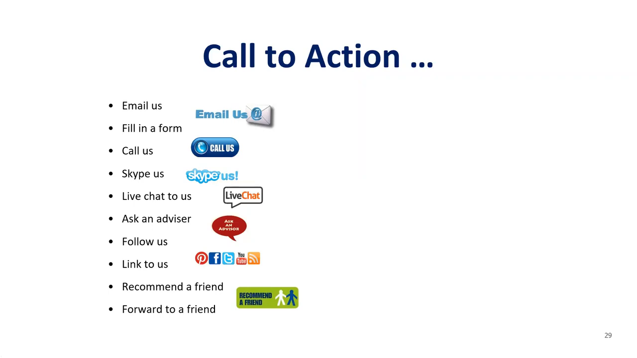We need to help the person to know what it is that they can do in terms of the information we're sharing. So it might be as simple as emailing you or asking them to fill in a form so you can capture their details. It might be, if you have the service to support it, that you want them to call you or Skype with you or Zoom with you or live chat with you. You might be using an ask-an-advisor chat tool. You might just want them to follow you or link with you on social media so that you can track their content, or you might want them to recommend or forward to a friend. These are just a few of the calls to action.